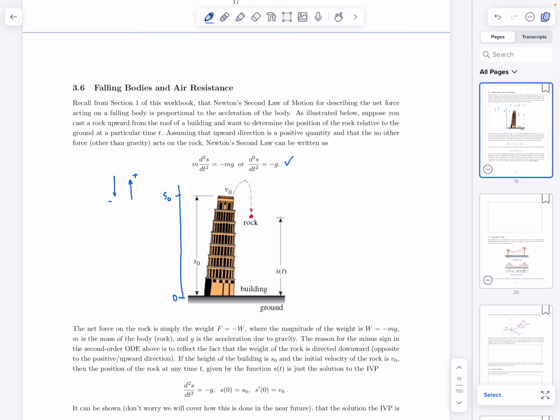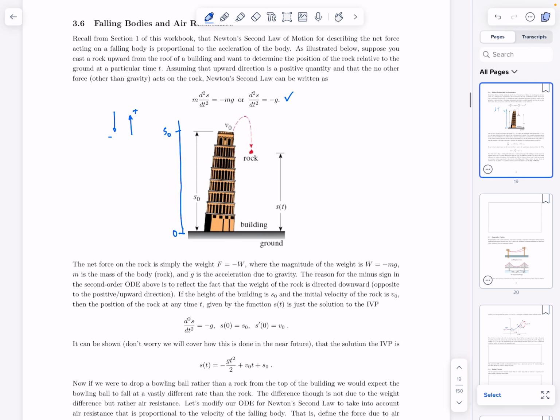So to build an IVP for it, we need to think about the information we're given initially about where the rock is. Initially it is at the height of the building, which is position s0. And we're also looking at the case where we're tossing it initially upward with a velocity v0, so that would be positive. If we're throwing it down from the top rather than tossing up, that would be a negative value for the initial velocity.